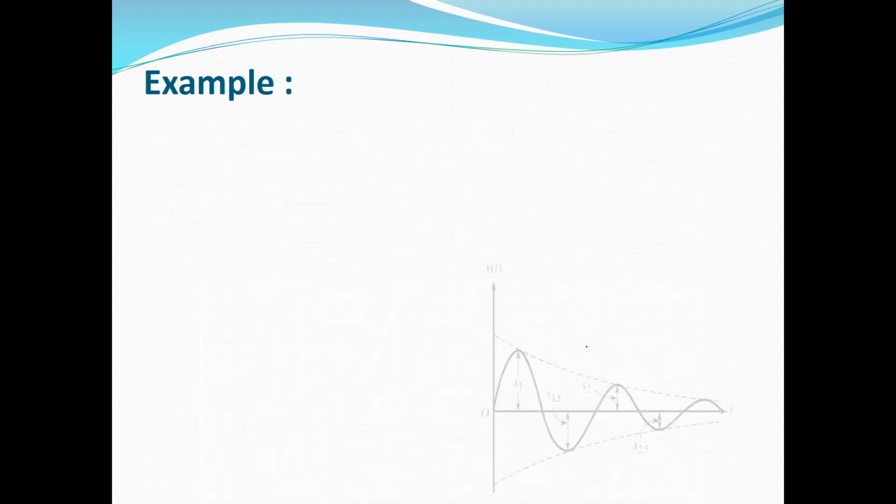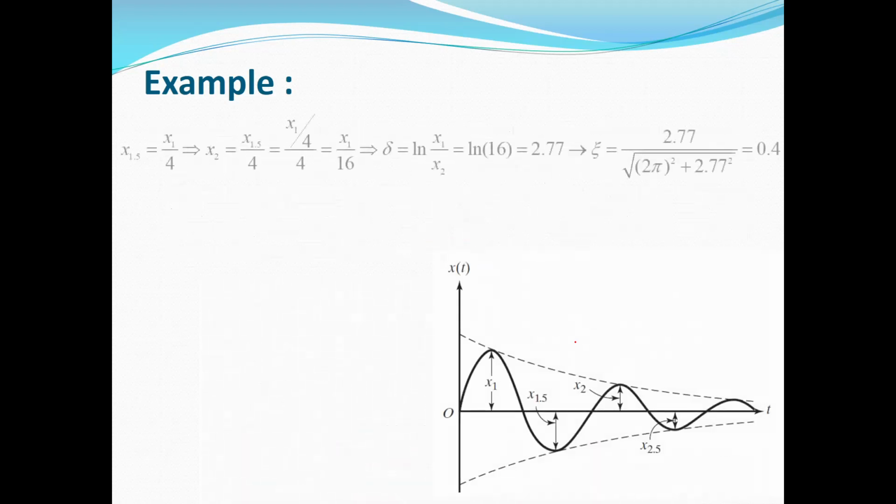Okay, so as I told you, we have the relation between x sub 1.5 and x sub 1. So x sub 2 is equal to x sub 1.5 divided by 4. And instead of x sub 1.5 we can substitute x1 divided by 4. So finally we can conclude that x sub 1 is equal to 16 times x sub 2.